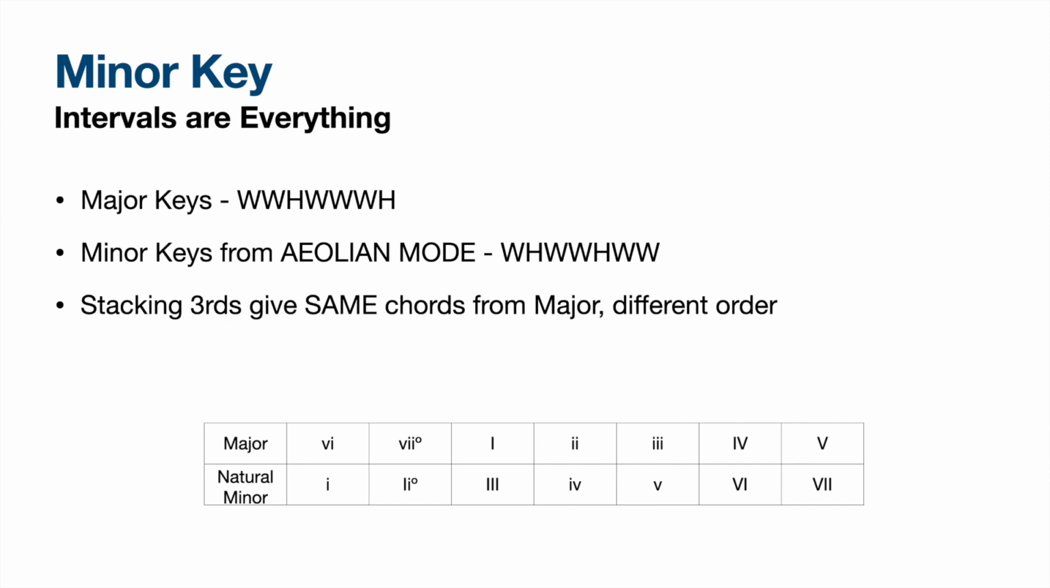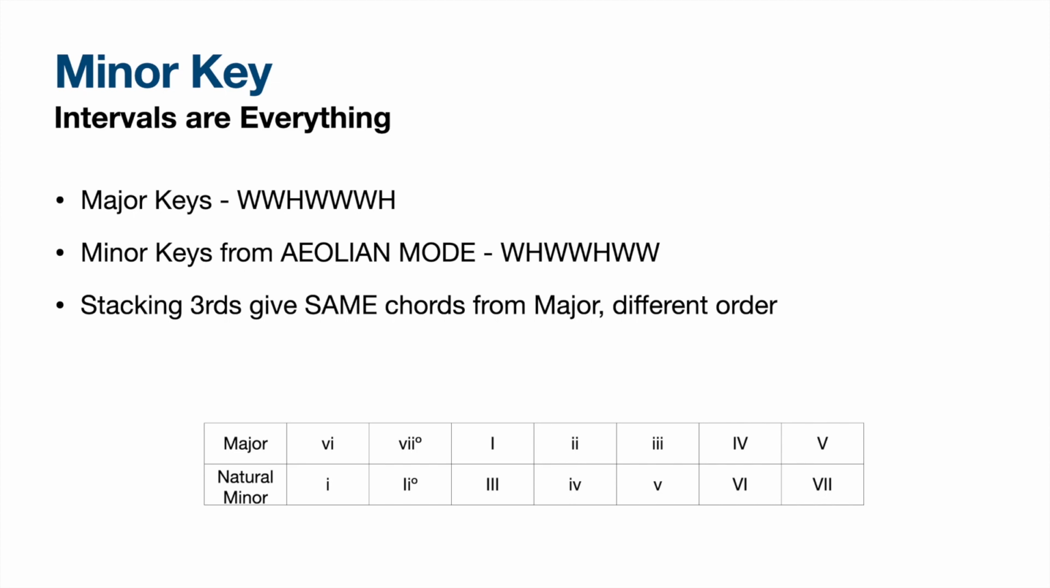Now, there are other modal minor scales, namely Dorian and Phrygian. We're not talking about those right now. But in Western harmony, 95% of the time when we're talking about a minor scale, we're talking about Aeolian. So if a major scale is 1 2 3 4 5 6 7 1, a minor scale is 6 7 1 2 3 4 5 6 7, which gives you a whole, half, whole, whole, half, whole, whole as your minor key.